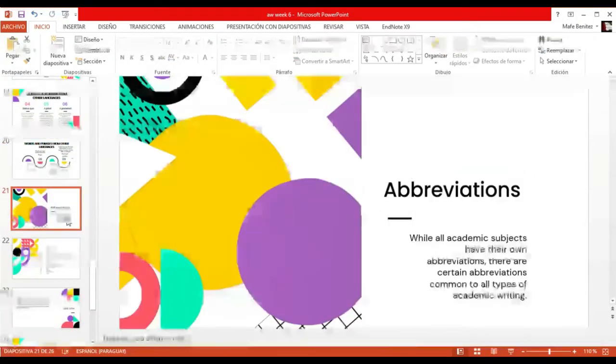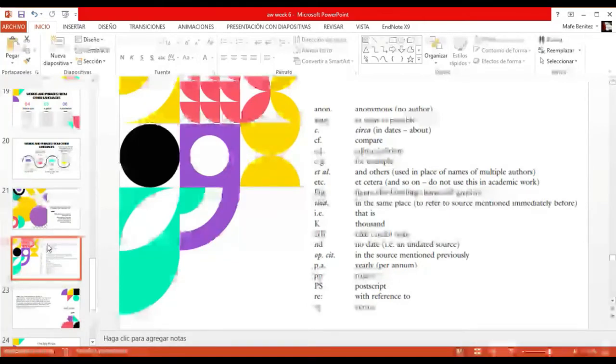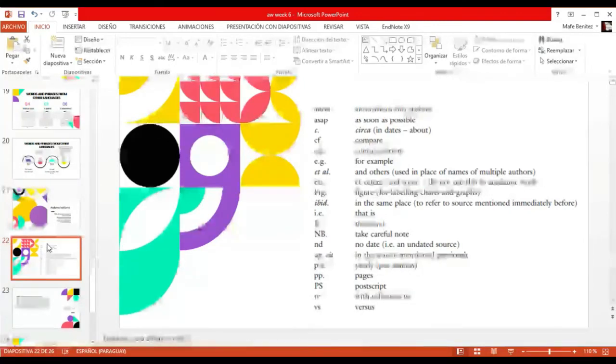Okay, so abbreviations. While all academic subjects have their own abbreviations, there are certain abbreviations common to all types of academic writing. Here is a list. A known as ASAP, as soon as possible. C, which means circa, in dates or about, like in paintings or sculptures, that sort of thing. You see that a lot. You see a Roman statue and it says circa, I don't know, 100 AD, which is Annus Domini, which is after Christ. CF, compare. ED, editor, edition. EG, for example, there you have exempli gratia. Et al.